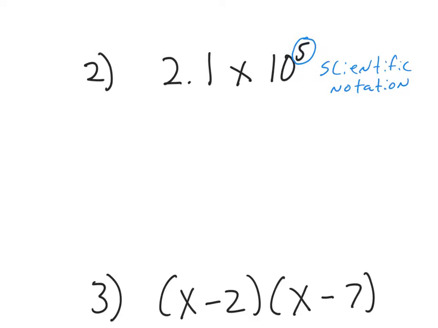So we're going to move it one time, and that'll make it into a 21. And then we have to move it 4 more, so I'm going to add 4 zeros. So it's 21,000.